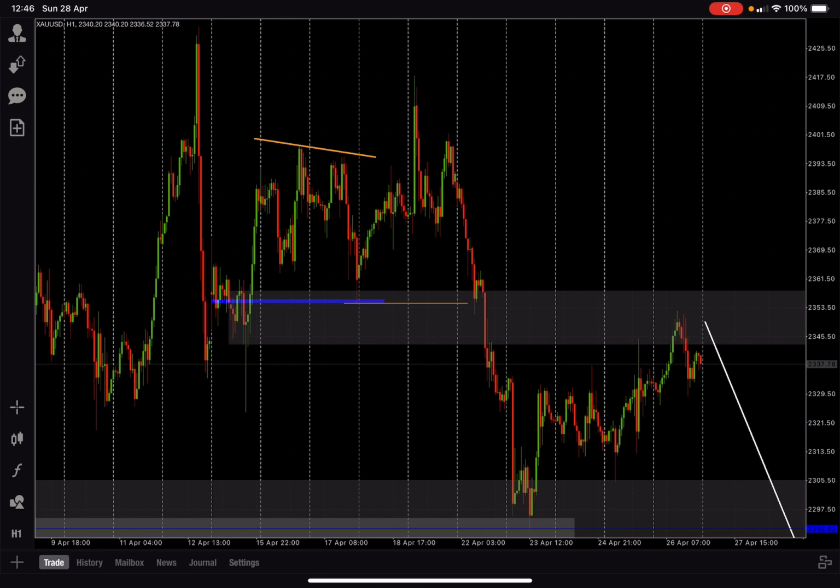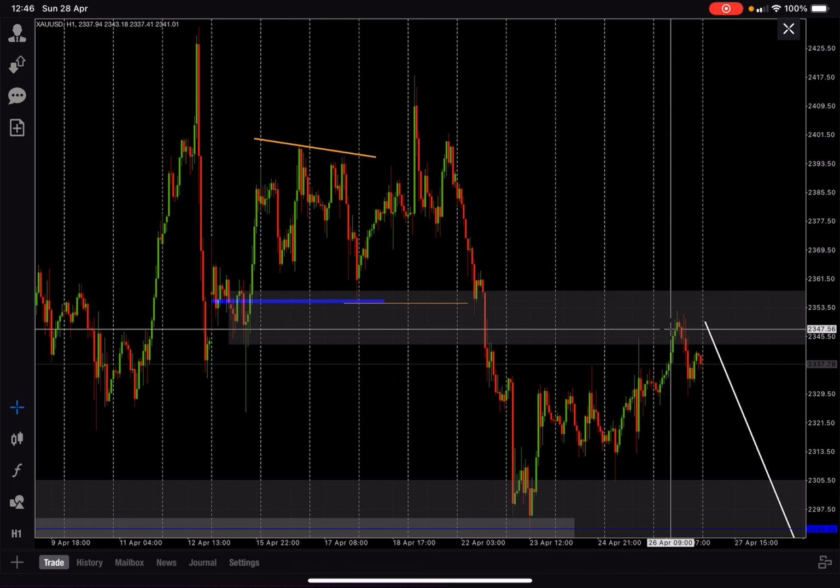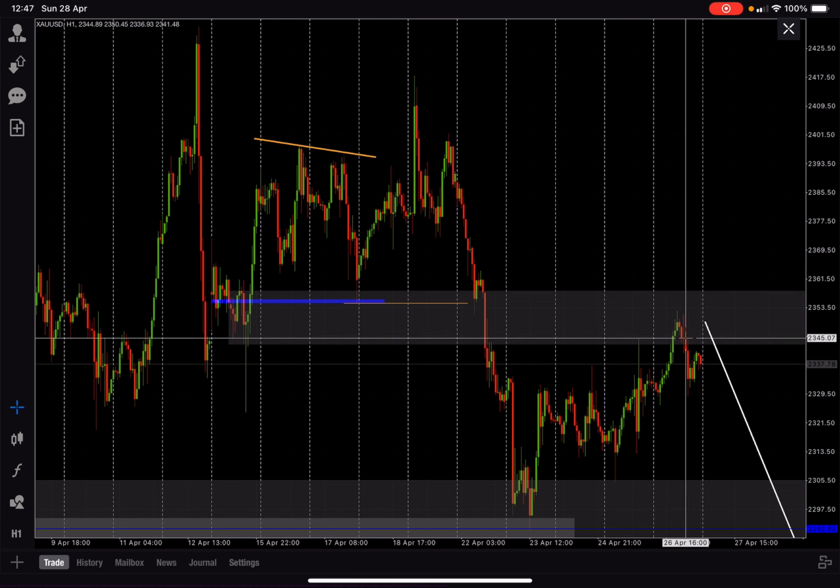But I don't expect to go any higher than this weekly opening here at 2,357. Just seeing this as a retracement, retesting this area before a continuation down. So hopefully that all makes sense.